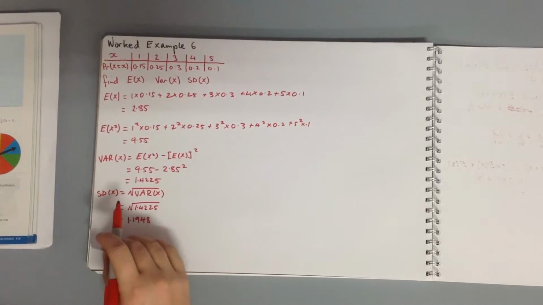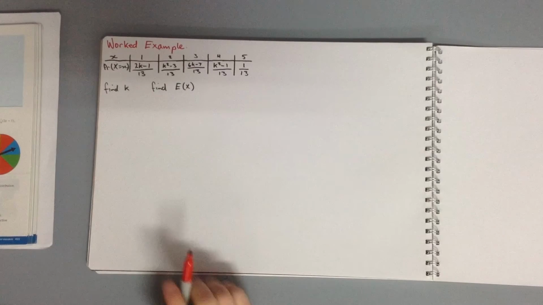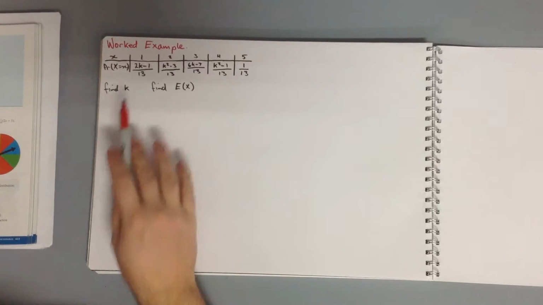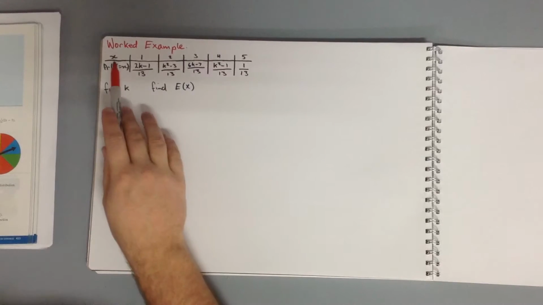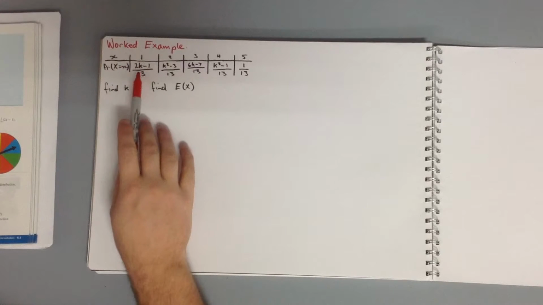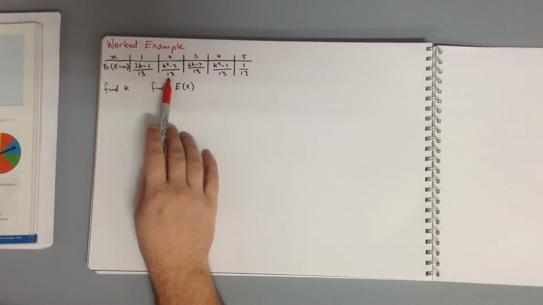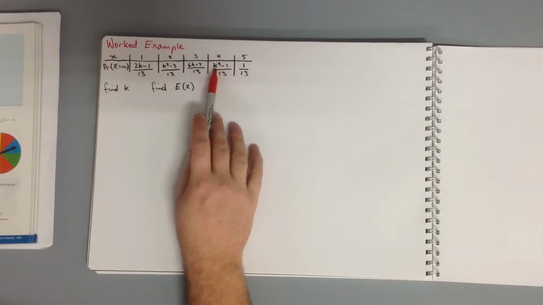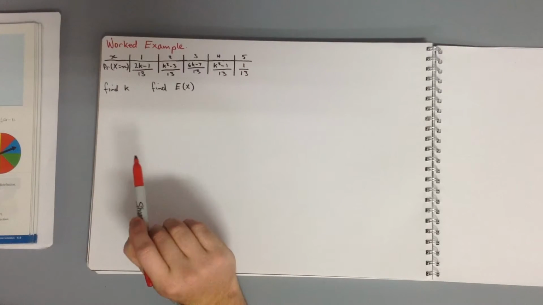Okay, now I've got one more worked example to do here, which is not in the textbook, it's another one that I've used in the past. We need to find k, and then we need to find the expected value. So we know that X can be 1, 2, 3, 4 or 5. The probability that X equals 1 is 2k minus 1 on 13. For X equaling 2, it's k squared minus 3 on 13. For 3, it's 6k minus 7 on 13. At 4, it's k squared minus 1 on 13. And for 5, it's just 1 on 13.